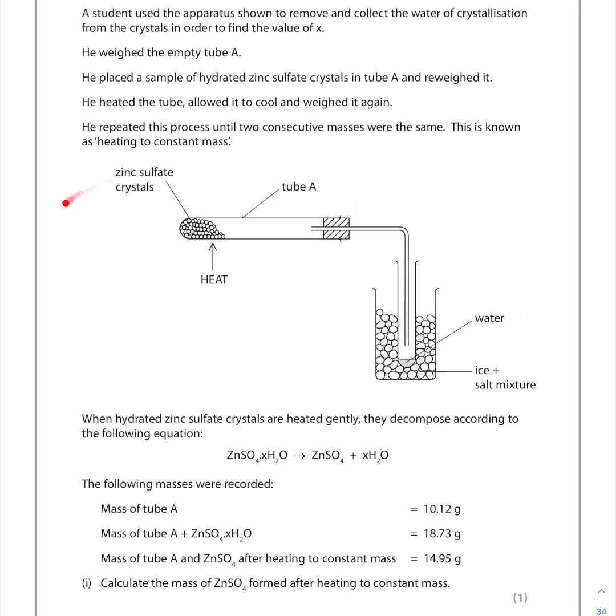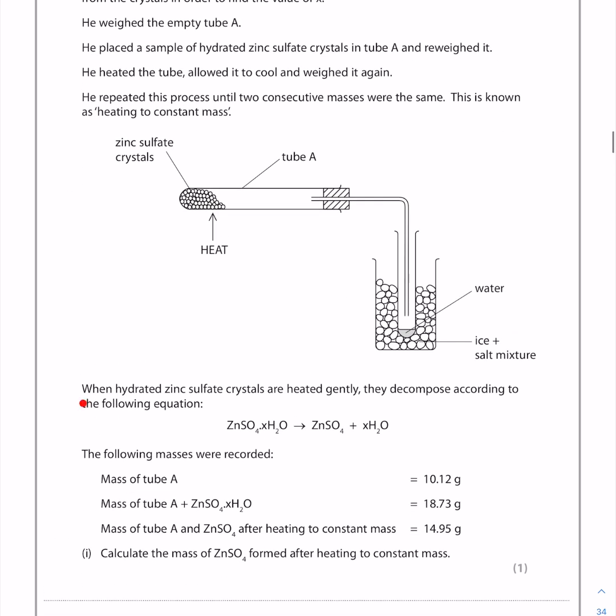وراح مديني الدايجرام. When hydrated zinc sulfate crystals are heated gently, they decompose according to the following equation. Hydrated zinc sulfate gives anhydrous zinc sulfate plus XH2O. The following masses were recorded. Mass of empty tube، ده اللي هو بالنسبة لي empty tube A، 10.12. Mass of tube A plus hydrated zinc sulfate crystals 18.73. والmass of tube A and anhydrous zinc sulfate after heating to a constant mass 14.95 grams.